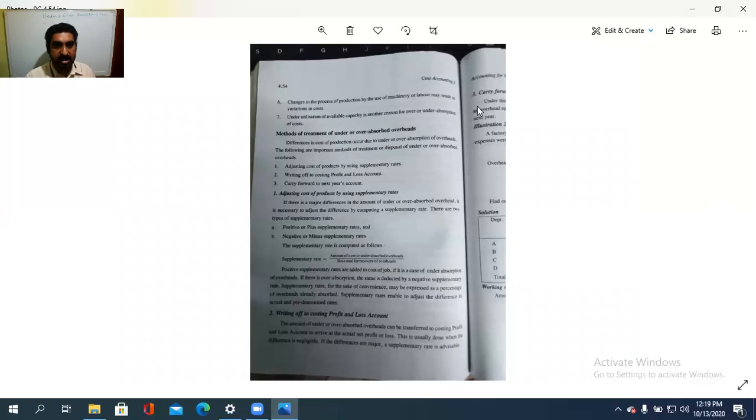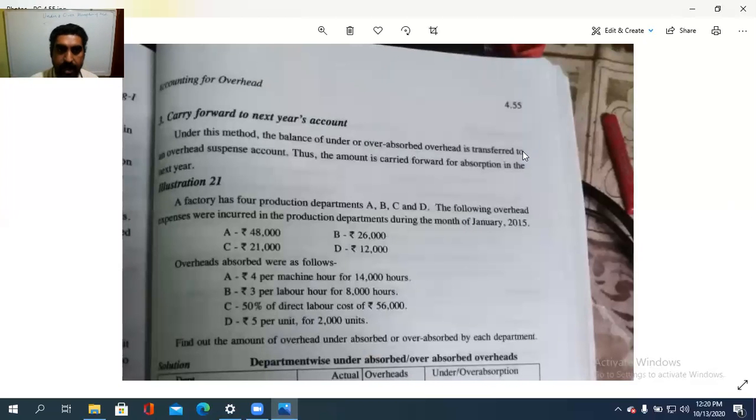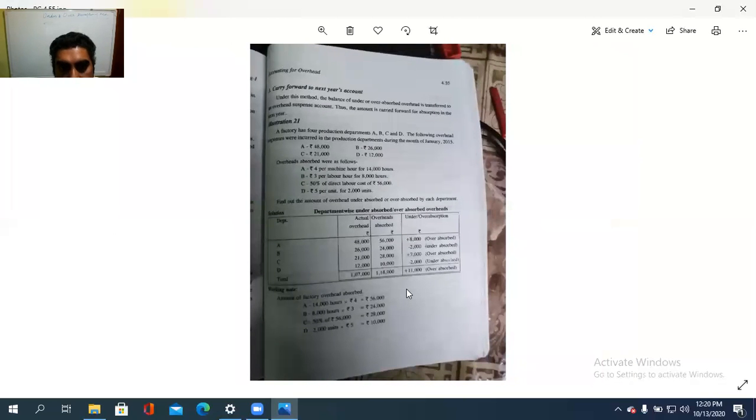One is adjusting the cost of production by using supplementary rates, then writing it off to costing profit and loss account, and carry forward to the next year. Third case is carry forward to the next year. The balance of under or over absorbed overhead is transferred to an overhead suspense account and the amount is carried forward for absorption in the next year. So we will look into one problem.